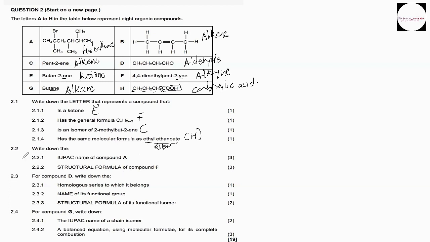So exactly. Then 2.2, write down the IUPAC name of compound A. Let's discover our longest chain here. 1, 2, 3, 4, 5, 6. Then 1, 2, 3, 4, 5, 6. And 1, 2, 3, 4, 5, 6. So the longest chain is definitely the straight chain. So we take our straight chain as the longest chain. So there are 6 carbon atoms.